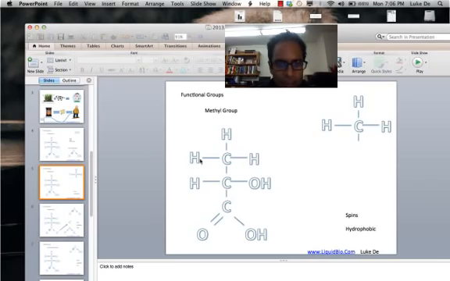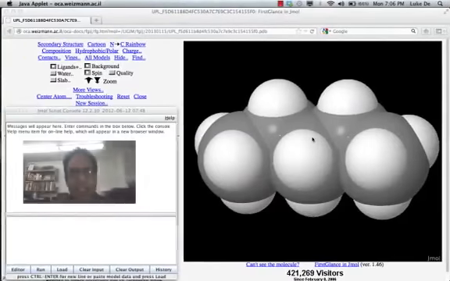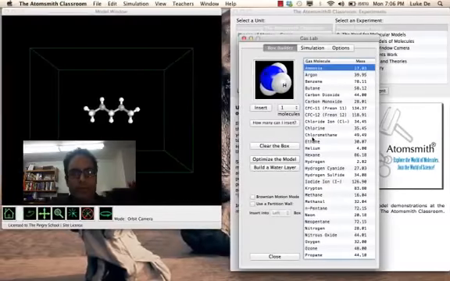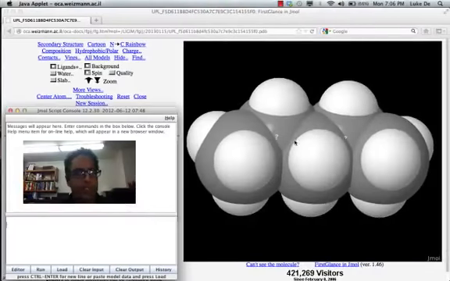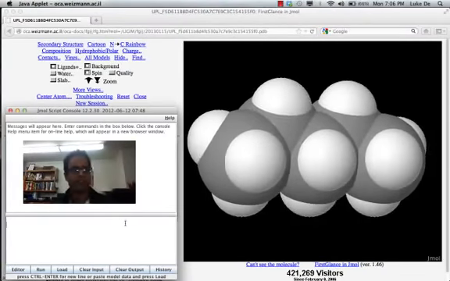So if you look up here, you have a methyl group. A methyl group has 3 hydrogens on it. And it looks like this by itself. Okay, so let's go ahead and look at it here in first glance.